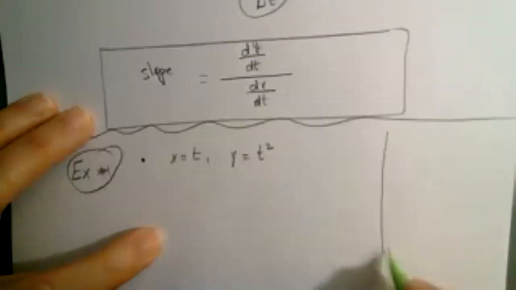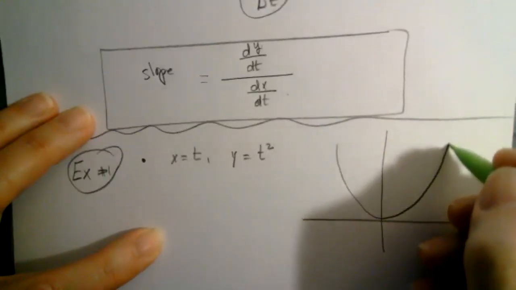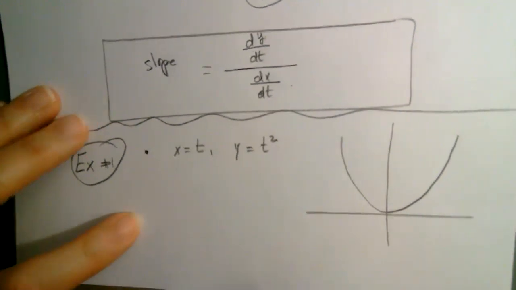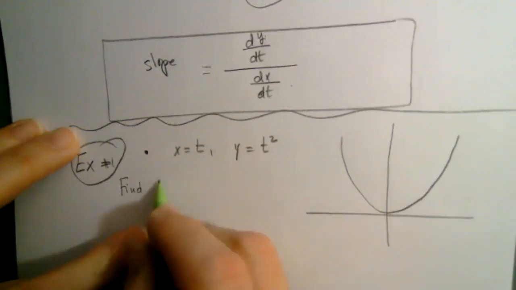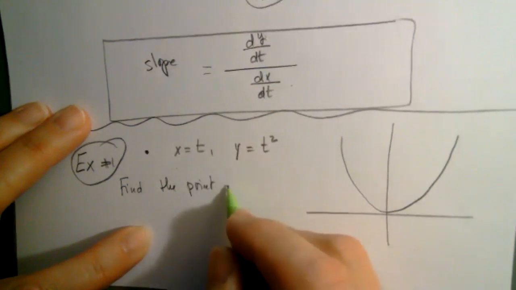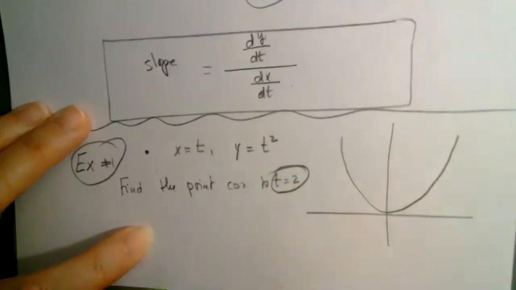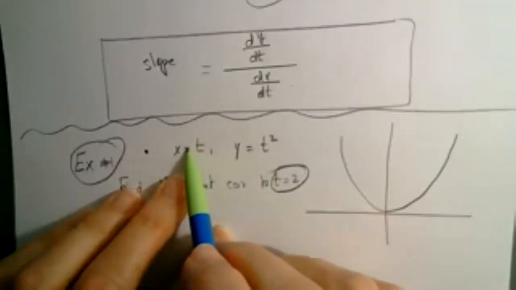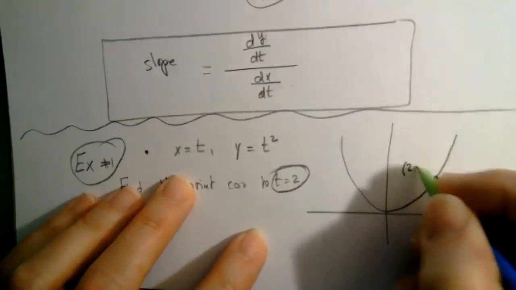And I want to use this formula to ask you the following question. Fine. Now, if I graph this, we will get a parabola. And in a minute, everybody should see that this is a parabola anyway. So my question is, find the point on the parabola that corresponds to t equal to 2, for example. So what's the point that corresponds to t equal to 2? Okay, if t equals 2, x is 2, y is 4. So that's the point that corresponds to 2.